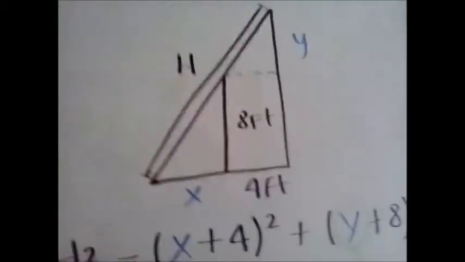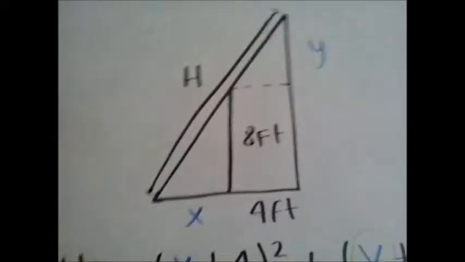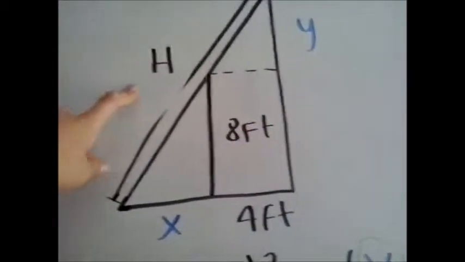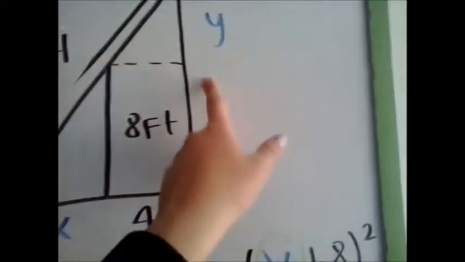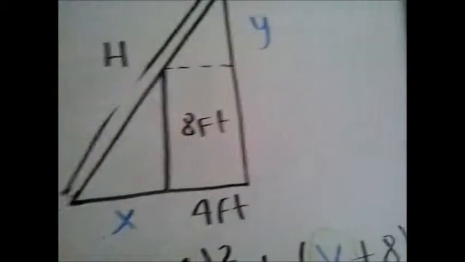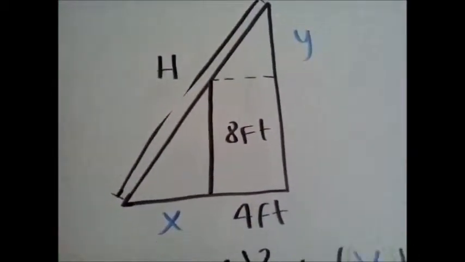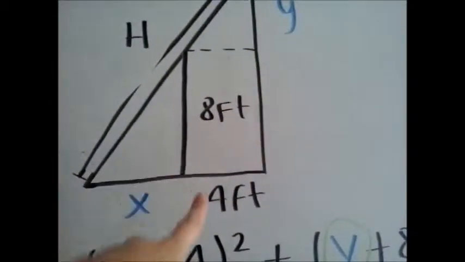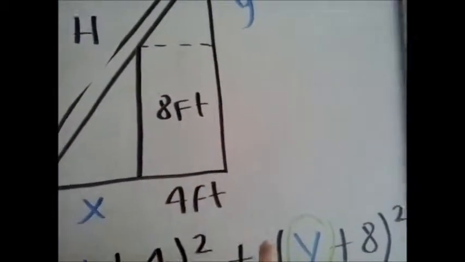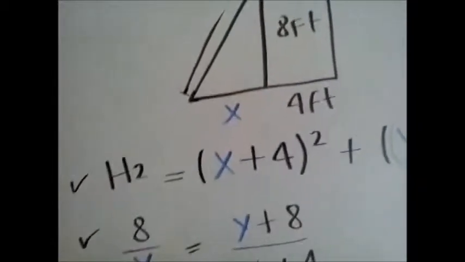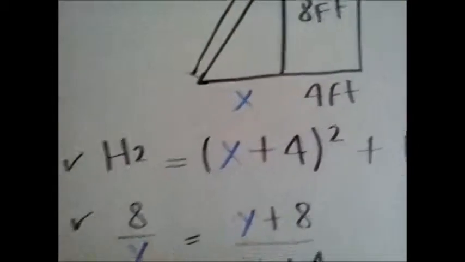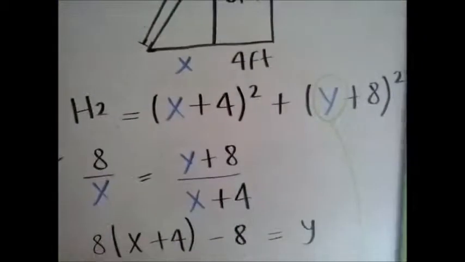So, going through a diagram to understand the situation better. This is the length of the ladder that we have to find, and we will name it H. This side of the triangle that we don't know, we will call Y, and this X. Here is the fence, 8 feet, and this is the distance from the fence to the building, 4 feet. As you can see, this is a right triangle, so we're going to use the Pythagorean theorem to build the function.